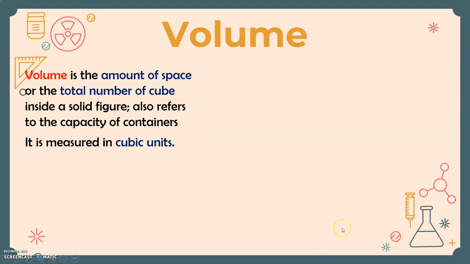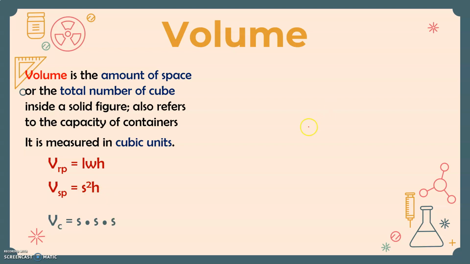Again, from the video we watched, volume is computed by simply finding the area of the base of a solid figure multiplied by its height. So if we have a rectangular prism, to find its volume, we will use the formula length times width times height. Now if we have a square prism, again to find its volume, we will get the area of its base times its height. That's why for our formula, we'll have s squared times height.